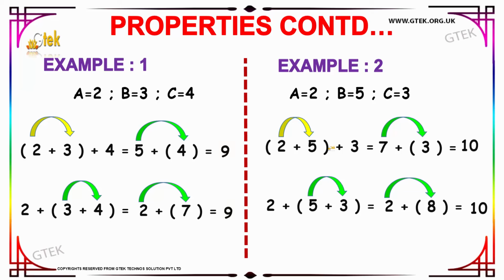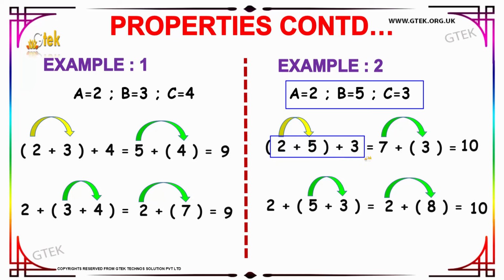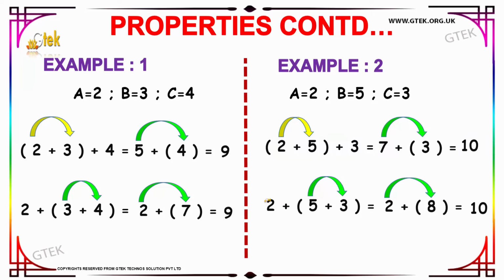In our example 2, we have the value of A to be 2, B to be 5 and C to be 3. So when you add the numbers in a sequence, 2 plus 5 plus 3, 2 plus 5 is equal to 7 plus 3, which gives your answer to be 10. And now I am changing the order. Say 5 plus 3 is summed up first. So 5 plus 3 is equal to 8 plus 2 gives you the answer as 10. So if you notice over here, we have the answers to be the same in spite of changing the order of the numbers. So this is what is meant by your associative property.